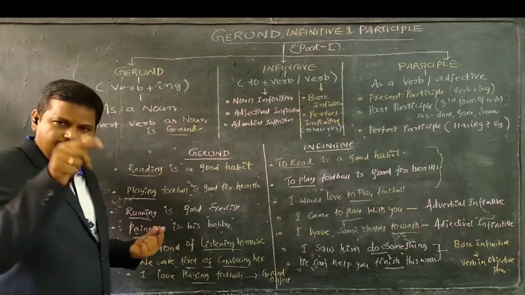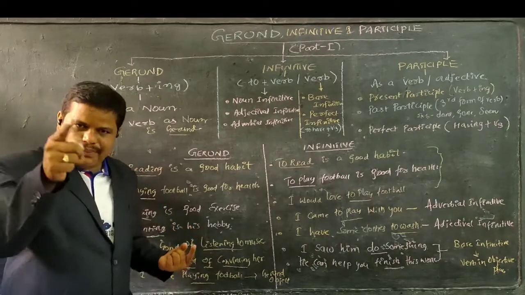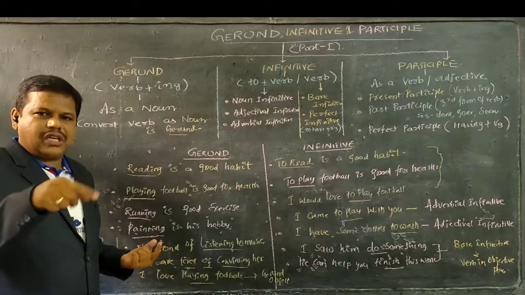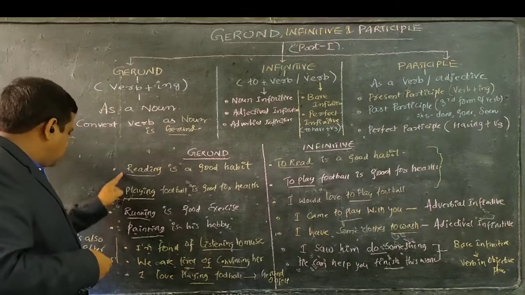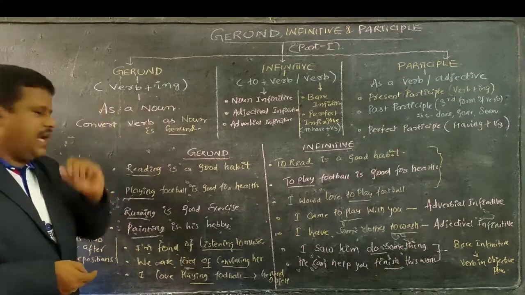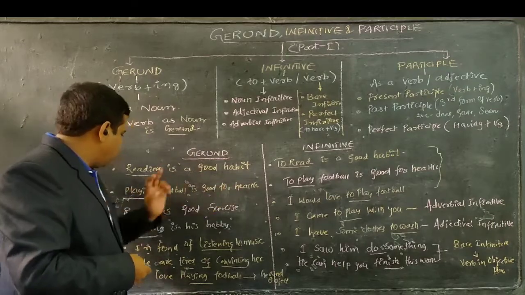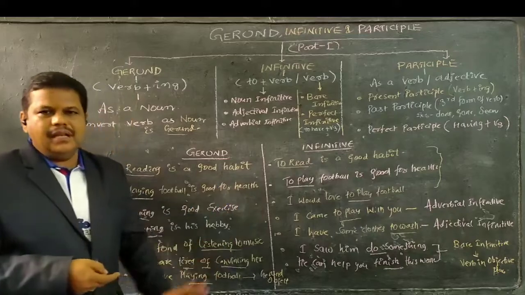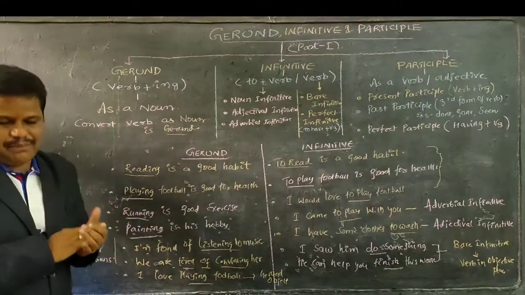This is a gerund in the subjective place, which is acting as a noun. Painting is a hobby. The same example, which is acting as a verb but looking like a noun in the sentence, is also a gerund. Now, these four examples related to nouns: reading is a good habit, playing football is good for health, running is good exercise, painting is a hobby. All these are gerunds which we can use in the subject place.